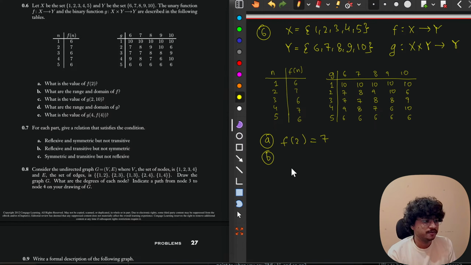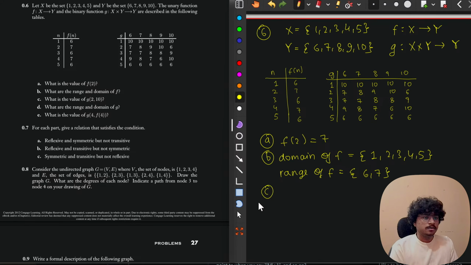What are the range and domain of F? Domain of F is this set. The range of F is 6, 7. What is the value of G of 2, comma 10? 2, comma 10 gives 6. What is the range and domain of G?